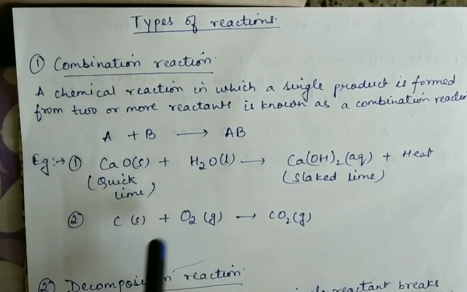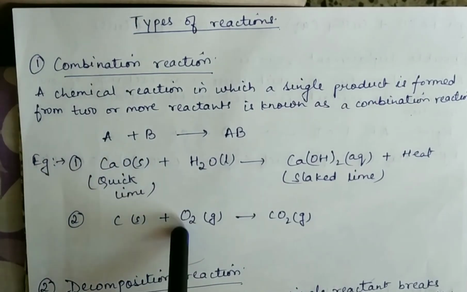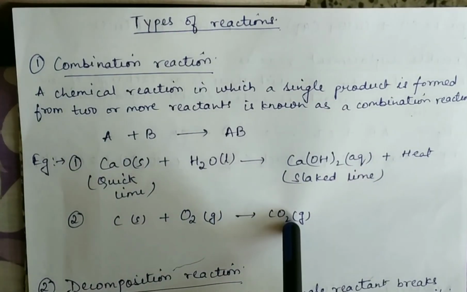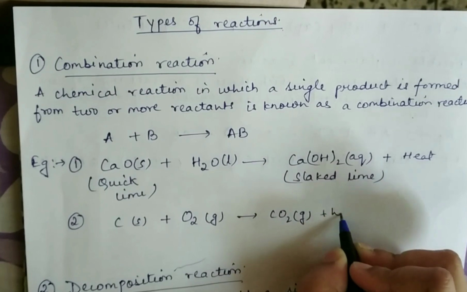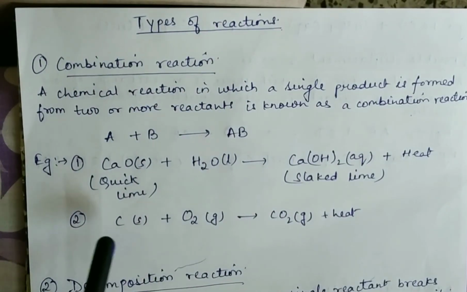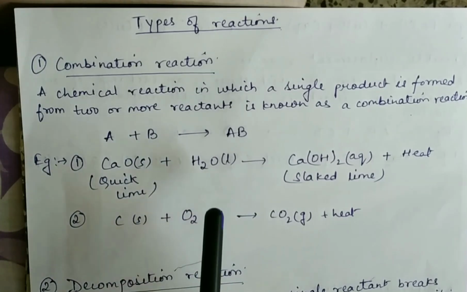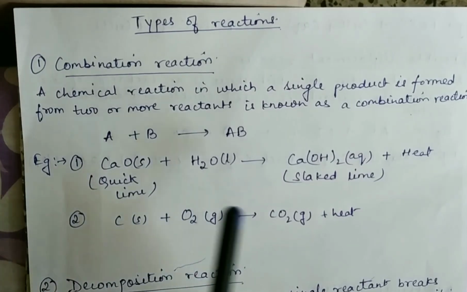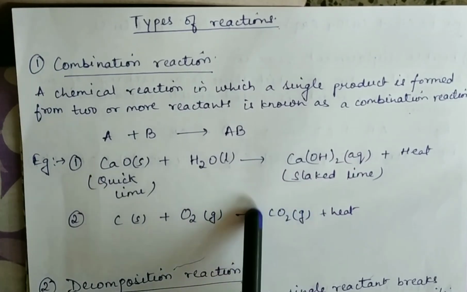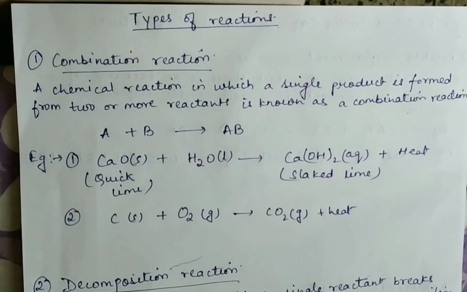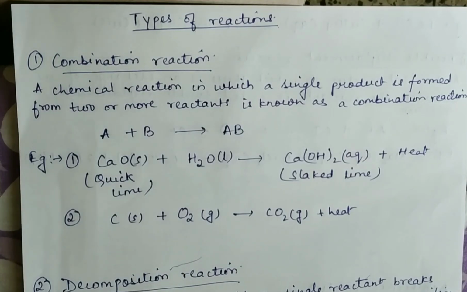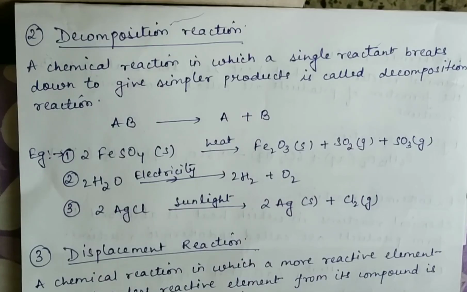Second one, when carbon reacts with oxygen, we get carbon dioxide, again with release of some heat. So again in this case also, carbon is reacting with oxygen, so there are 2 reactants and the product we get is only a single product, which is carbon dioxide. So a combination reaction is one in which 2 or more reactants participate to form a single product. Now let us proceed to the second type.